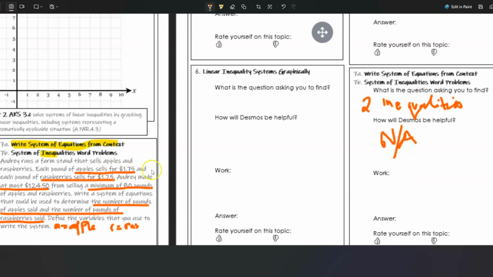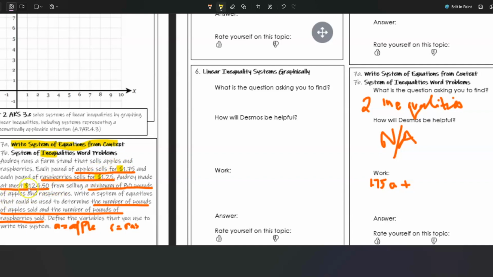Here is my work. An apple is $1.75. So 1.75A plus, and again, we're looking for the things that look alike, right? And what are my 3 things? I totally forgot to say it. Money, money, money. So in this situation, it's money, right? But you're looking for 3 things that are in every single number.